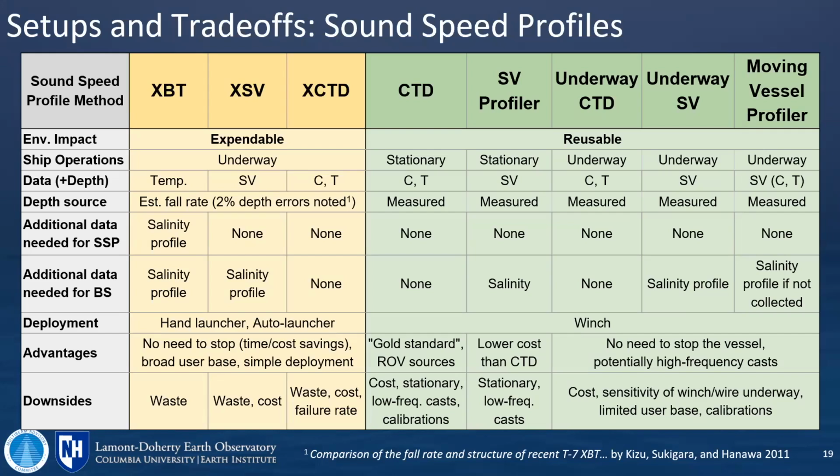There's a whole bunch of other considerations here that you're probably all much more familiar with than I am, but I think the general classification of expendable versus reusable is going to become more important over time. And specifically with XBTs, I came across this paper about comparing the fall rates, which is an assumed fall rate, and finding some not trivial differences depending on where the probes are manufactured, and that was interesting.